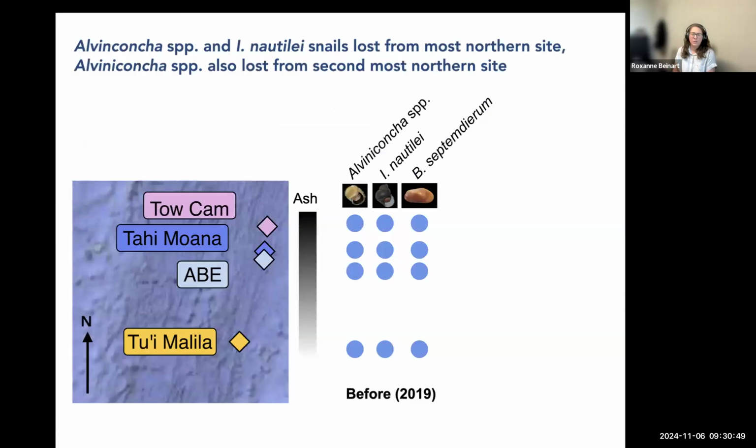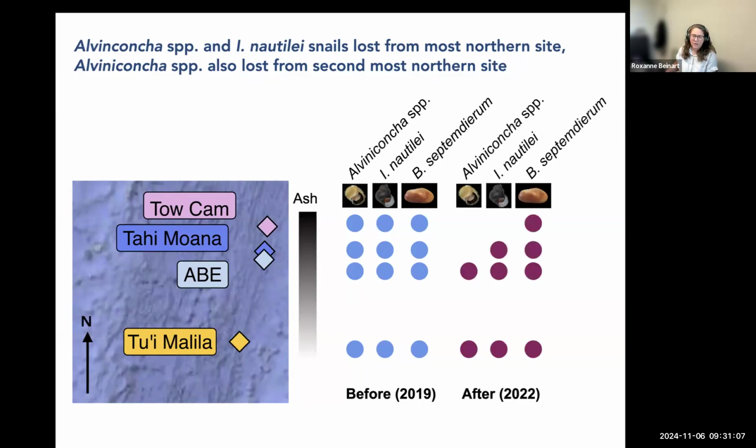And just to give you an overall summary of what we observed, I should start out by saying we previously had seen these different mollusk species at these four different vent fields in 2019 and before that. But then after the eruption, at the most northern sites, closest to the eruption, we saw pretty much a complete loss of species of Alvinaconcha and Ephemeria, the two snails, and a very, very small population of the mussels remained.